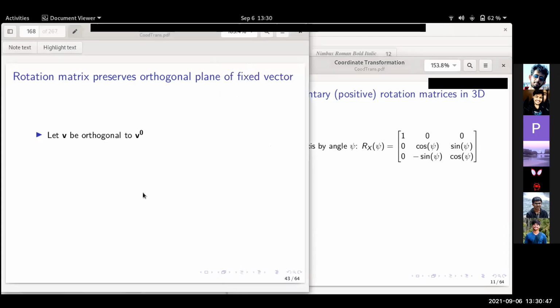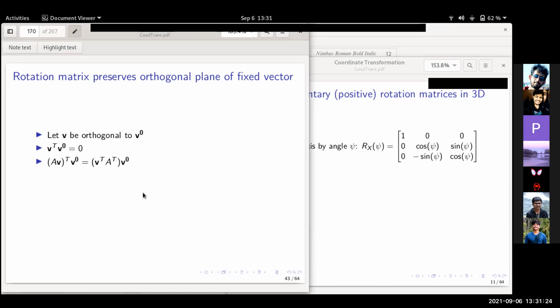Whatever we discussed now, we are trying to generalize it. Suppose you have a vector which is orthogonal to the axis of rotation, which is V naught. For a general matrix, if V naught is the axis of rotation, A V naught is V naught, and A transpose V naught is also V naught. So let us consider all the vectors which are orthogonal to this vector. Let us take one example vector V. If V is orthogonal to V naught, V transpose V naught is 0. Is that right?